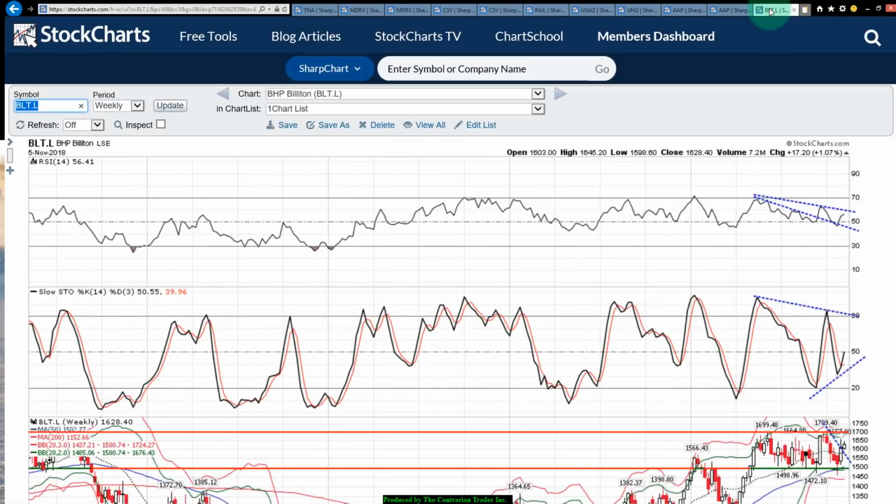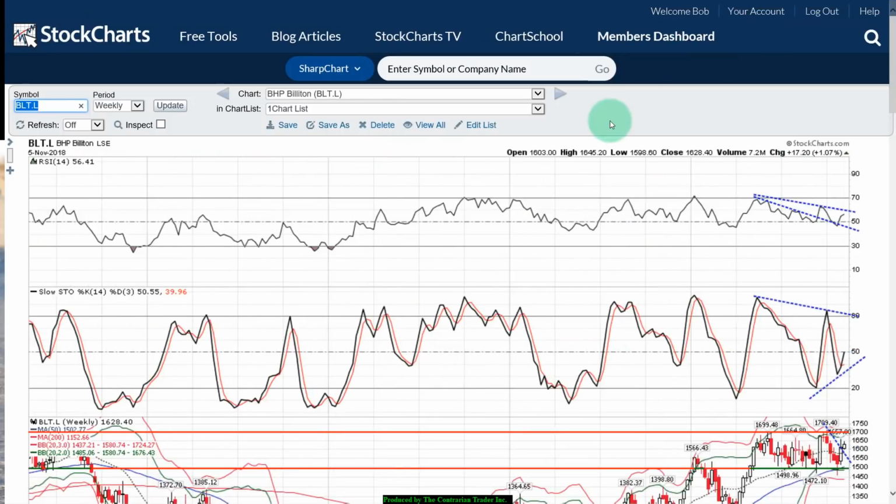Let's leave off with Will's request for BLT. Well, I'm not sure whether or not this is the actual symbol that you wanted. I double-checked. It is the symbol that was entered. But this is BHP Billiton London base. Perhaps you want that, and that's fine. I'll go over the chart nonetheless.